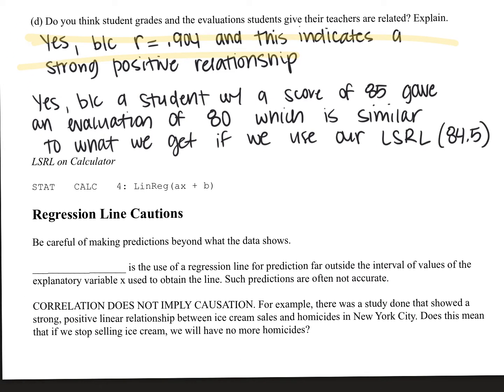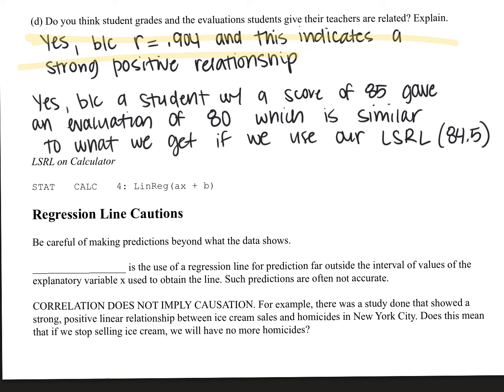Okay, so we've already talked about how to calculate your least squares regression line on the calculator. Once you have your data in your two lists, you go to stat, over to calc, and then you want number 4, which is LinReg with the ax plus b.